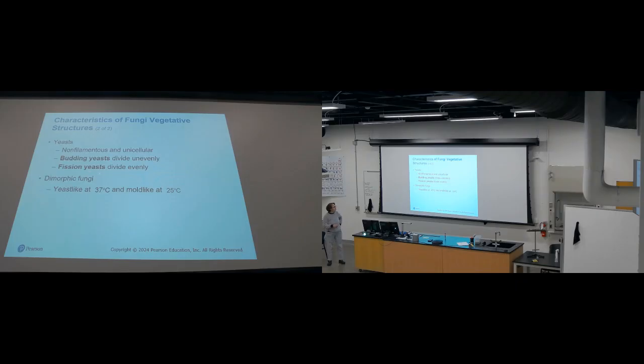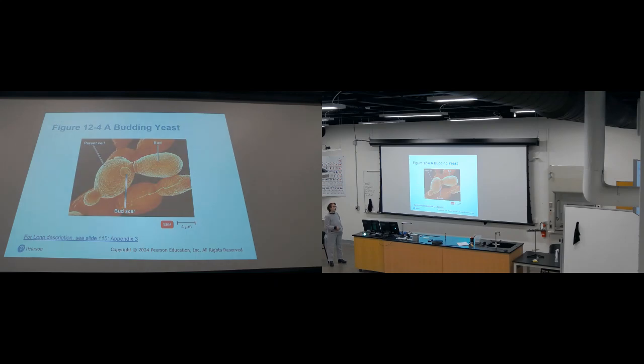And then we have some fungi that are dimorphic. That means that you can have two shapes. If you grow it at 37 degrees, it will give you a yeast-like form. But if you grow it at room temperature, 25 degrees Celsius, it will be mold-like. Not all fungi are like that.